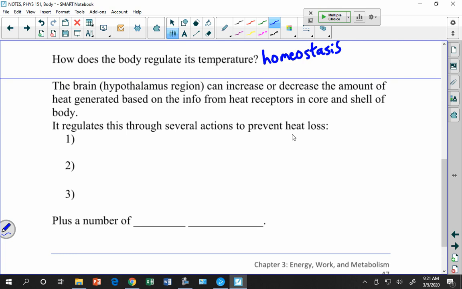One of those is blood vessels in the skin will contract. You know, they get smaller. Blood vessels get smaller. That means that there's less blood flow to the skin and less heat loss.